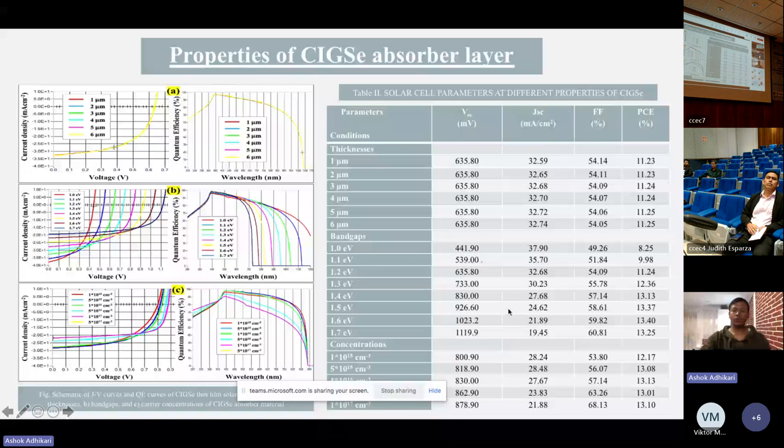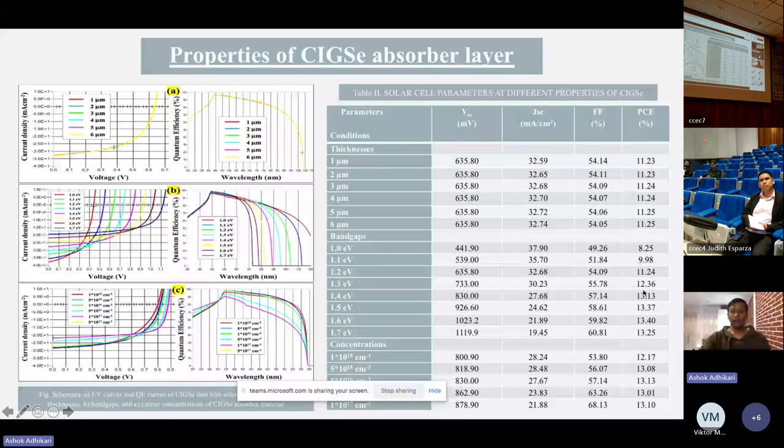And with increasing band gap, the short circuit current decreases, because with increasing band gap, the energy required to excite the electrons, or we can say the photon energy, is higher. High-energy photons are very few in number, so the absorption of photons is very low in the higher band gap case. That's why the short circuit current density decreases. Finally, we can see that after 1.4 and 1.5 electron volt, the efficiency increases slightly and finally decreases. So we obtained the optimum band gap between 1.4 and 1.5.